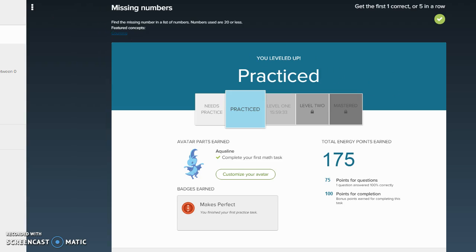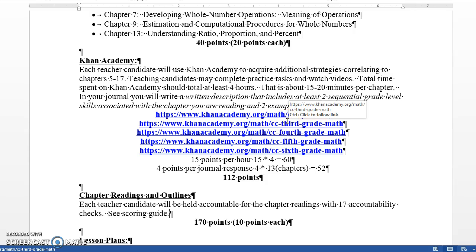Each time that you go in to practice Khan Academy, for Chapter 5, for example, I should probably be on for about 20 minutes for this assignment. And so I want to look at all of the different types of counting that I can look at. And according to the syllabus that you're going to use Khan Academy, total time spent should total at least 4 hours. It's about 15 to 20 minutes per chapter. So also then in your journal, you can write a written description that includes at least 2 sequential grade level skills associated with the chapter that you are reading and 2 different examples.